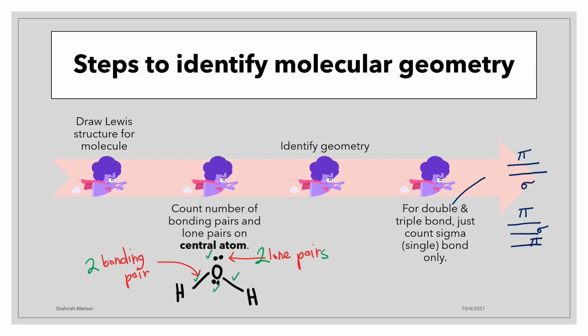So in order to identify the geometry of a molecule that has double bonds and also triple bonds in its Lewis structure, we only need to consider sigma interaction or sigma bonding only. So follow these steps, and later you will get the molecular geometry for a specific molecule.